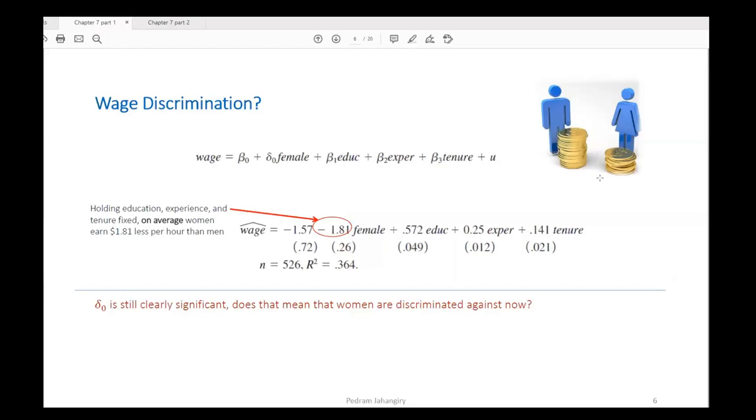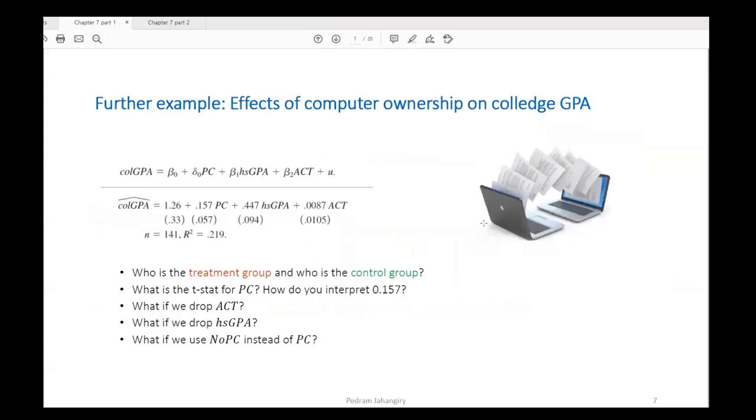So imagine you think that talent is a good variable, but you don't have talent. You might go ahead and use IQ as a proxy, but what if there are some variables for which there is no good proxy either? So we're gonna say, okay, we make some statements. Controlling for these things, yes, it seems that women are discriminated against. All right, now let's look at a bunch of other examples.